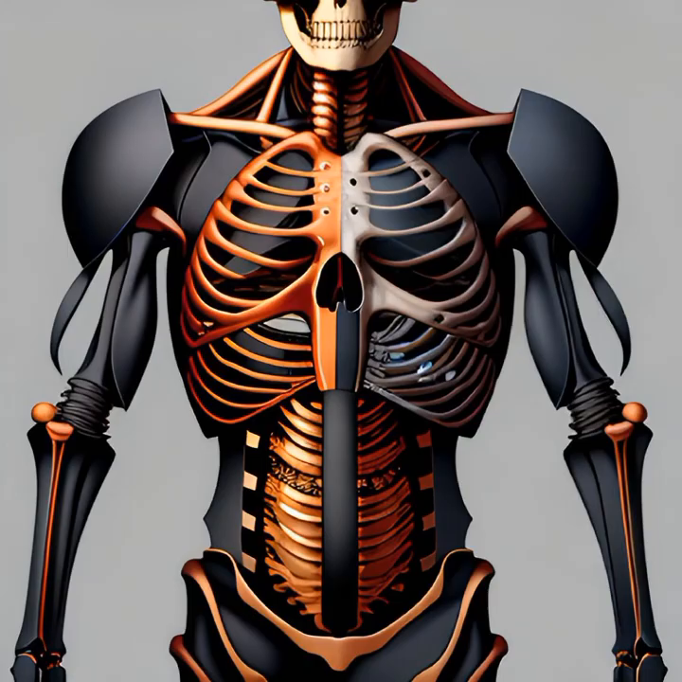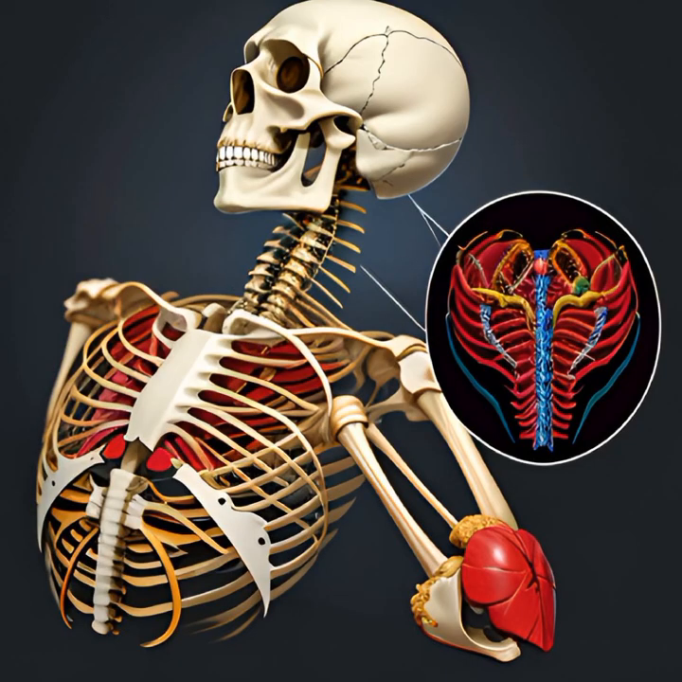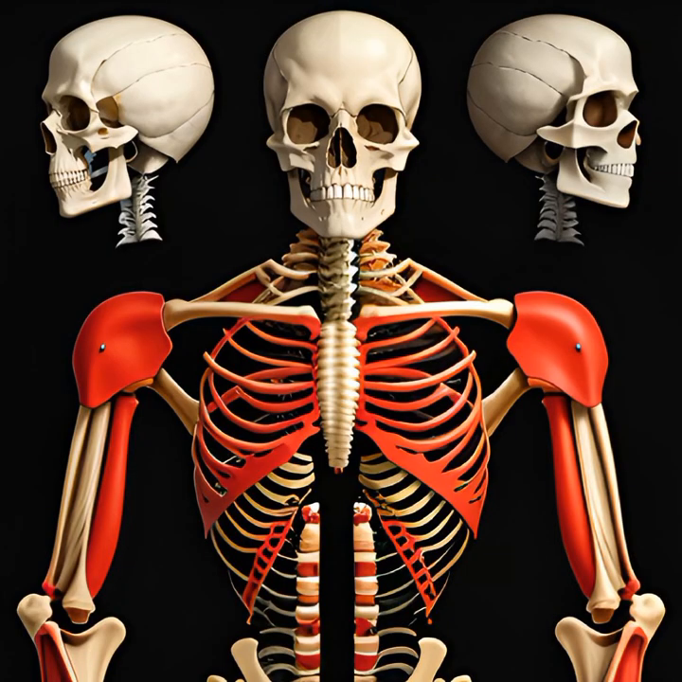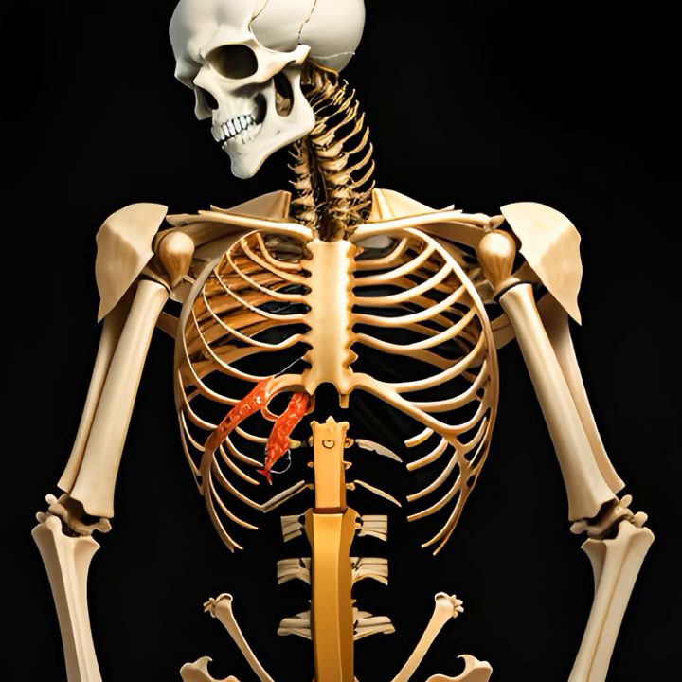Appendicular skeleton. The appendicular skeleton comprises the bones of the limbs and their associated girdles. Pectoral, shoulder, girdle, includes the clavicle, collarbone, and scapula, shoulder blade. Pelvic, hip, girdle, consists of the hip bones, ilium, ischium, and pubis.